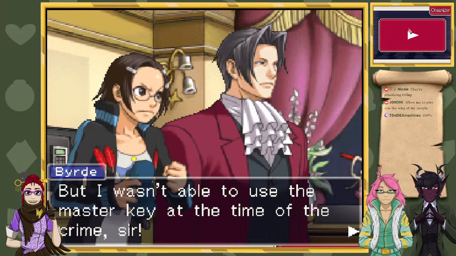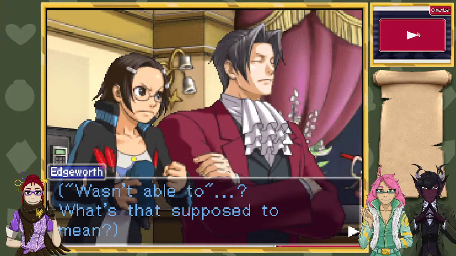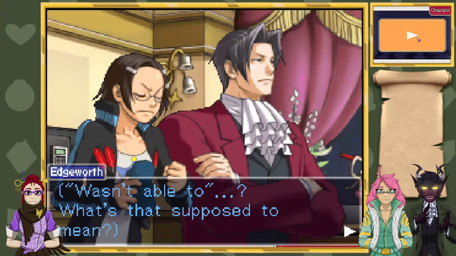I wasn't able to use the master key at the same time of the crime, sir. I had to use a crowbar instead. I couldn't find it, the master key. Wasn't able to? What's that supposed to mean?